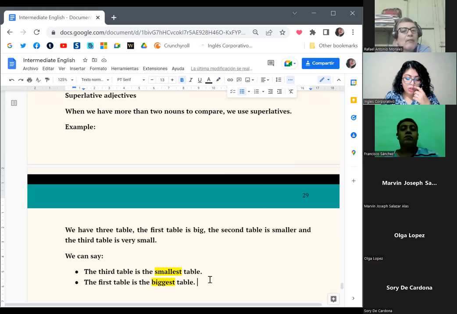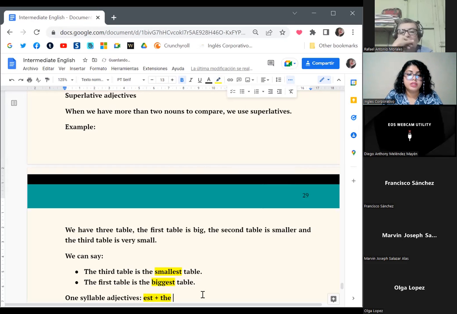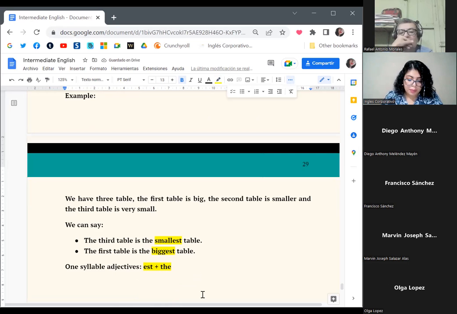So when an adjective has only one syllable, we form the superlative by adding EST to the adjective. We also put the word the before the superlative. So in this case, when we have these one syllable adjectives, we add EST to the form of the adjective, and also we are going to use the. These are the two things that we need to keep in mind when we are using this kind of adjectives.